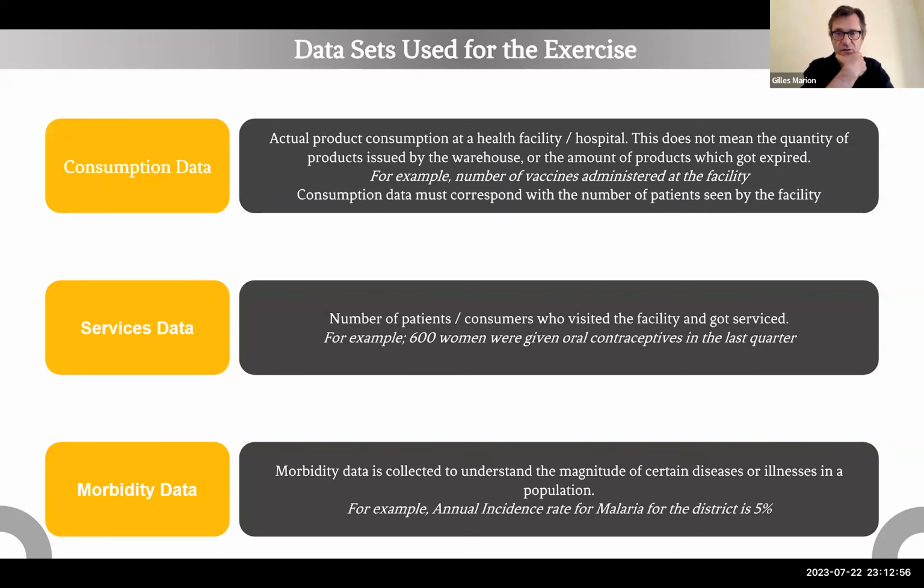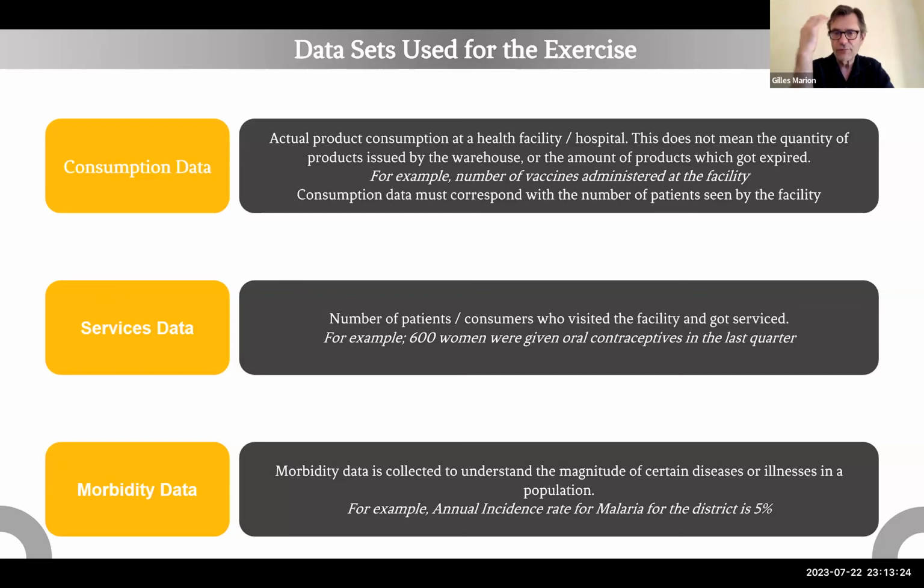which is happening either at a facility level, at a hospital, or at a district level, or at a sub-district level. And that information can be taken from one period to the other, and for instance, used to forecast for the next one. The example which is given here is a vaccine.